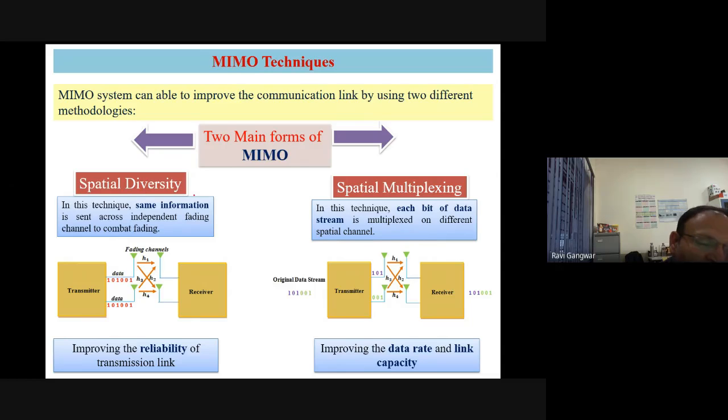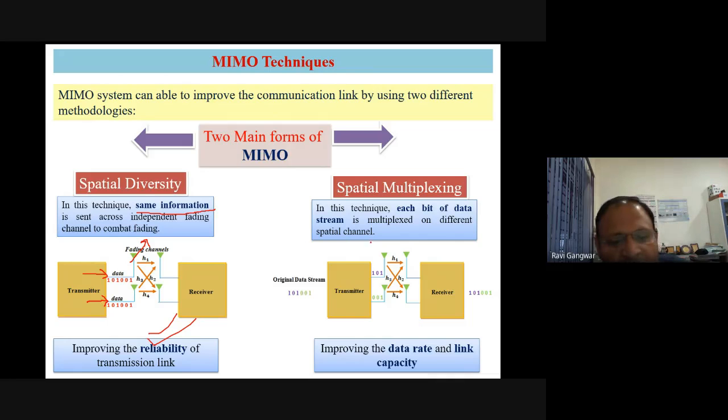Spatial diversity means we are transmitting the same information across different channels. For example, here we have a 2x2 MIMO system, so we transmit the same data on both antennas. What is the advantage? If the signal transmitted from antenna 1 is distorted in the medium due to noise or fading, there is a chance we can still get the signal from antenna 2. It means we are able to improve the reliability of the system, so the system is much more reliable.